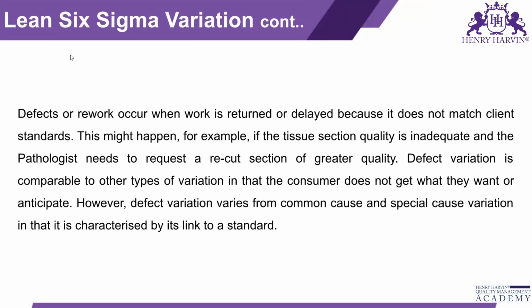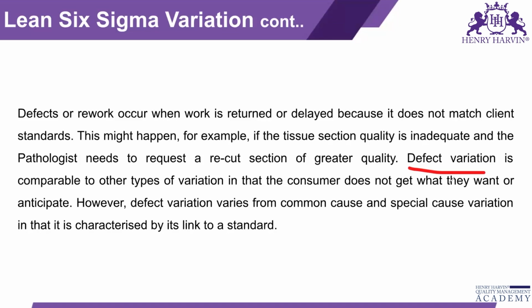Next slide. Kindly continue. Defects or rework occur when work is returned or delayed because it doesn't match client standards. This might happen, for example, if the tissue section quality is inadequate and the pathologist needs to request a recut section of greater quality. Defect variation is comparable to other types of variation in that the consumer does not get what they want or anticipate. However, defect variation differs from common cause and special cause variation in that it is characterized by its link to a standard. What is defect variation?